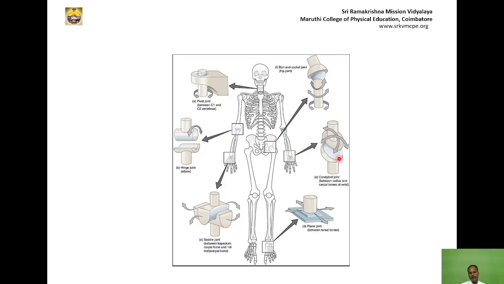This is the condyloid joint. The wrist joint is called the condyloid joint. And this is the ball and socket joint. The shoulder joint and hip joint are called ball and socket joints. These are all the 6 joints considered freely movable joints. We will see them one by one.